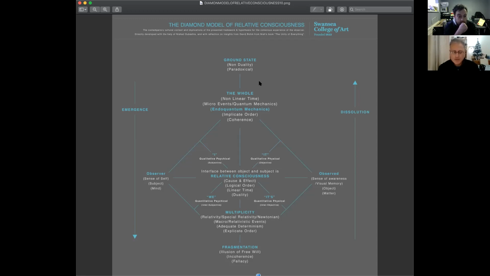I should actually go back. I didn't properly say what multiplicity is. Multiplicity basically is the three-dimensional world of space-time made up of separate parts, of separate things, separate events, which interact with each other purely at that level of parts. So, as I've just explained, the Newtonian paradigm actually fits that extremely well. So, I'll stop there. Does anything to add to that? Does that make sense? Yes, it does. Yeah, absolutely. Yes, definitely.